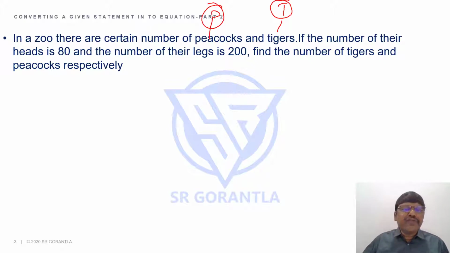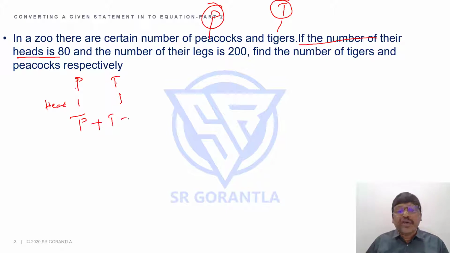Now, the number of their heads is 80, the first condition. How do you convert this condition into equation? Number of their heads is 80. See, you have P number of peacocks, T number of tigers. Each peacock has got how many heads? One head. What about tiger? Tiger also has one head. So, what is the total number of heads? P into 1 is P, T into 1 is T. But total heads is 80, so you can have P plus T is 80. First part.